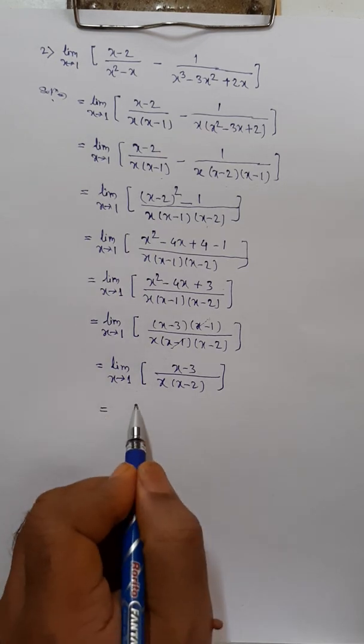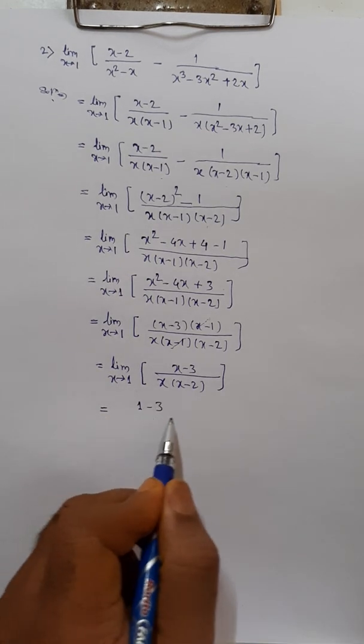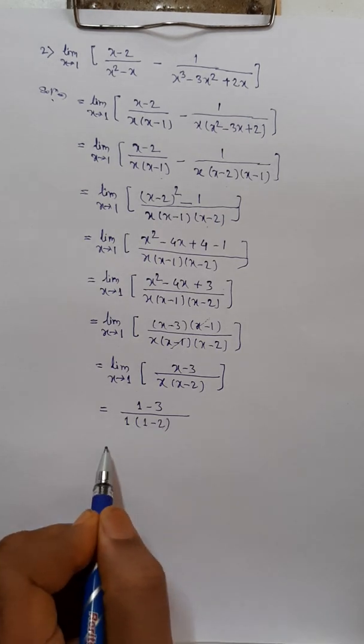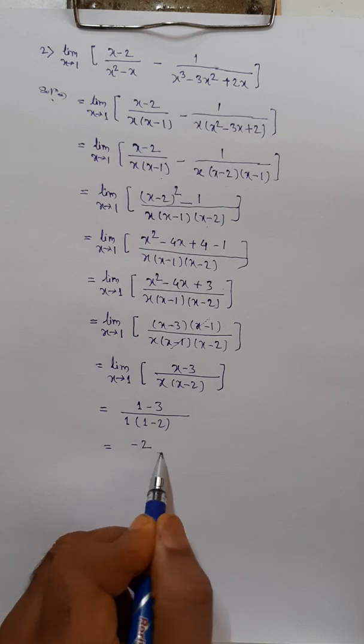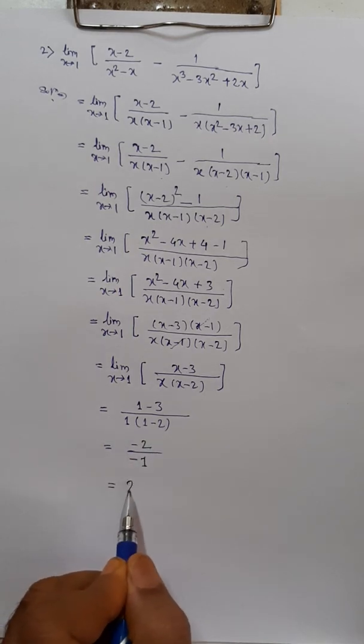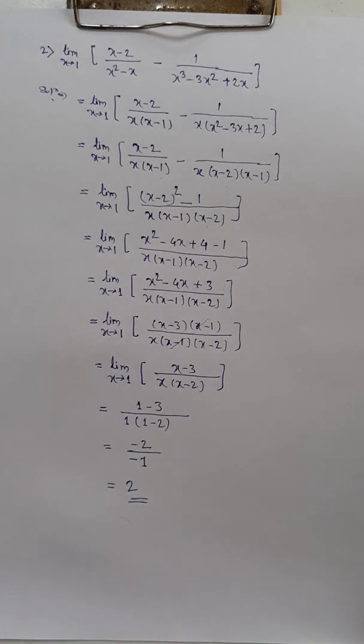Now replace x by 1, so we get 1 minus 3 divided by 1 in bracket 1 minus 2, that is 1 minus 3 is minus 2, 1 minus 2 we get minus 1, minus minus gives plus sign here, and we get 2. So 2 is the answer, 2 is the limit.